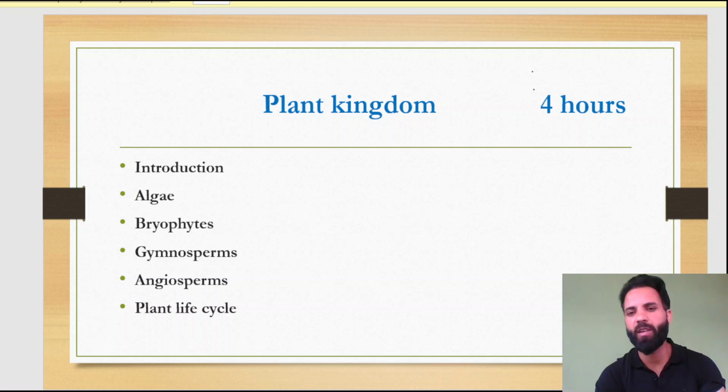Then another chapter is Plant Kingdom. Now Plant Kingdom is very important. It comes in the botany part. It is a lengthy unit. It requires 4 hours, but it's very easy. It's lengthy but very easy.